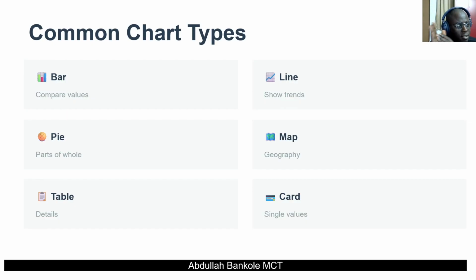Then we have the line. The line is used to show trends, something based on time. That's what we use line to do. Then we have the maps. The maps are used to show geographical data. Then we have the card. The card is used to show a single value, and we also have the multi-value cards in which you can have single values in different variations. So these are the common chart types that we have in Power BI.